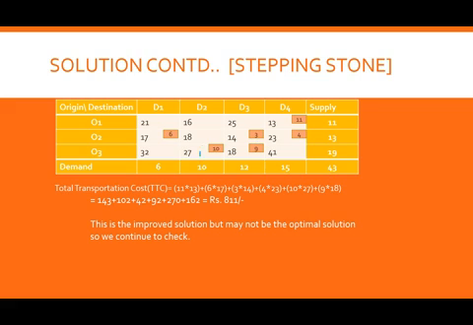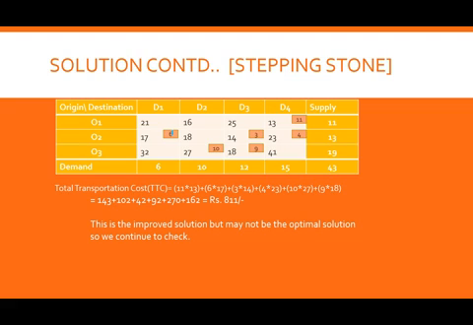So compute the TTC and check whether the cost has improved. So the TTC is 11 into 13, 6 into 17, plus 3 into 14, plus 4 into 23, plus 10 into 27, plus 9 into 18, which will lead to 811. Earlier it was 896. So there is an improvement in the cost. So this is an improved solution, but we don't know whether it is optimal or not.